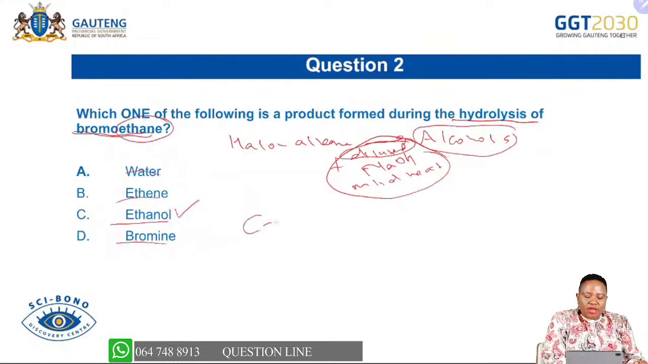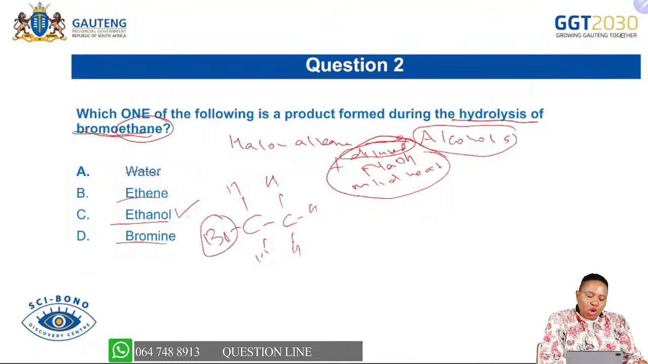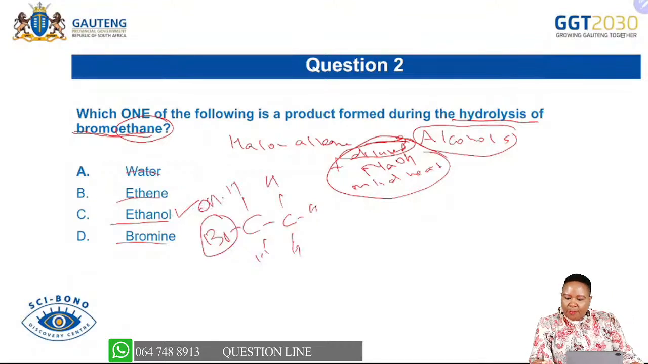So bromoethane, when you write it, you will write it with the Br and then H, H, H, H, and H. And then when you substitute where there was a halogen, you will put an OH. That is why you find your ethanol.